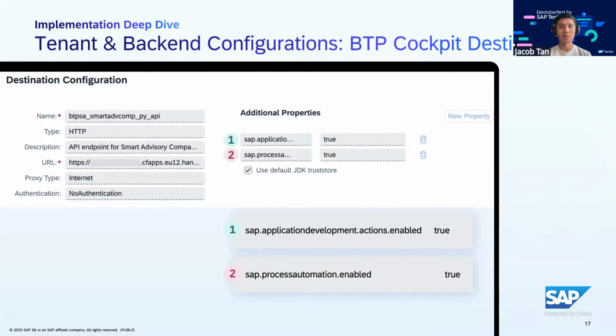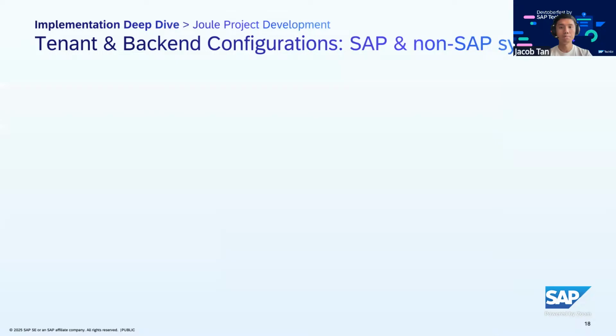Right, so here's a snapshot of one of the destinations that we have created in our BTP subaccount, basically pointing to our Smart Advisory Companion backend API.